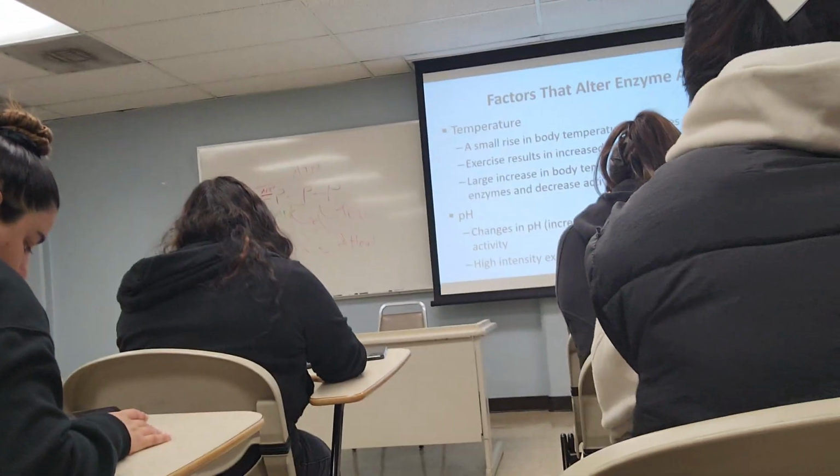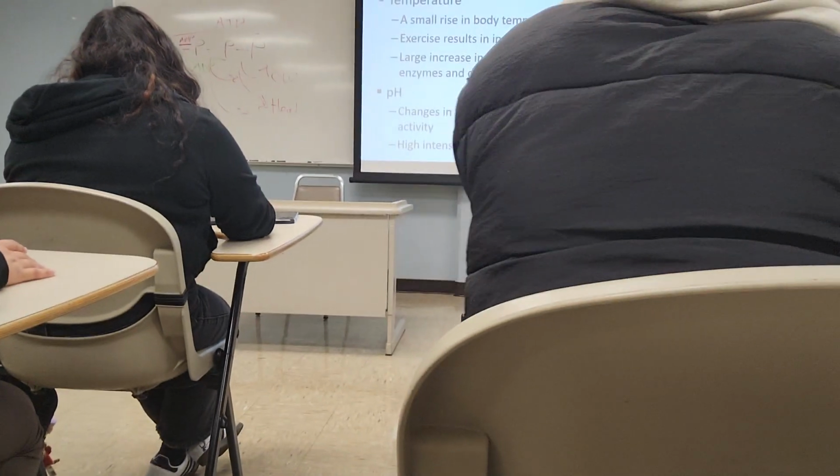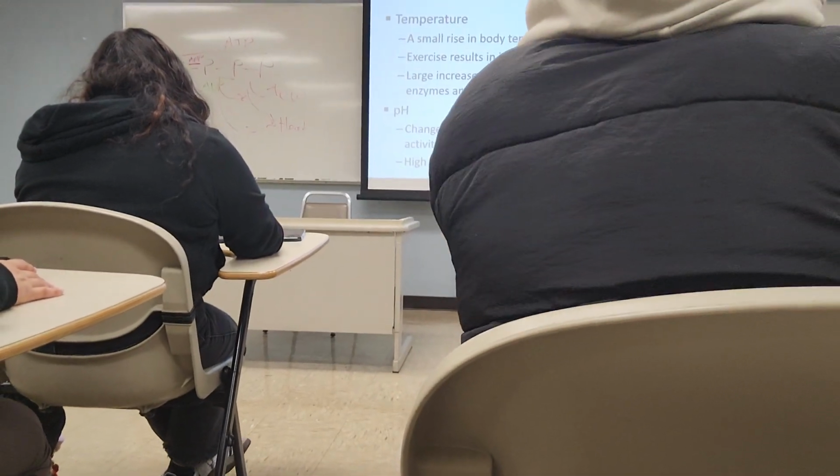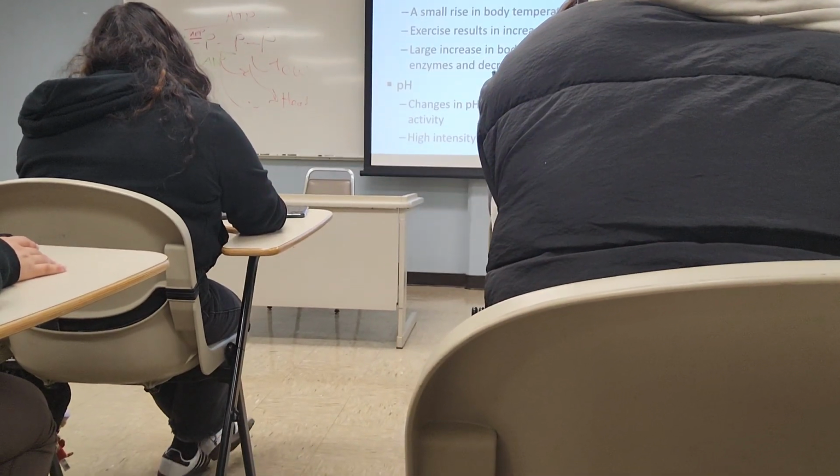So, as I mentioned before, temperature and pH both influence enzyme activity. A small rise in body temperature can increase the activity of these enzymes, right? The increase in temperature makes the enzymes more active. That facilitates bioenergetics to start speeding up. But at some point, if the temperature is too high, it denatures the protein. So then the enzymes do not work effectively anymore.